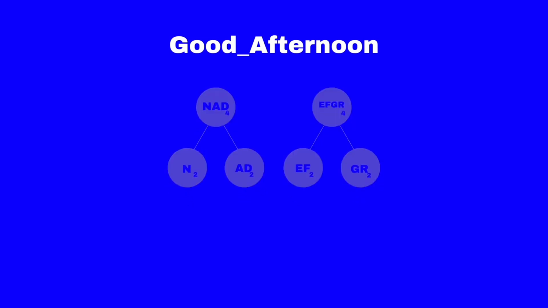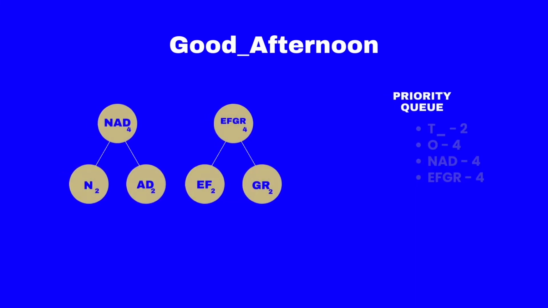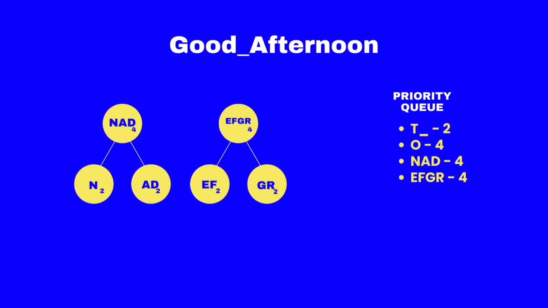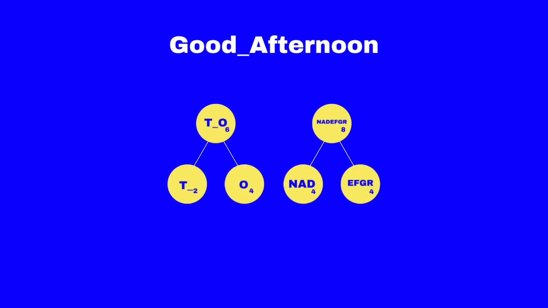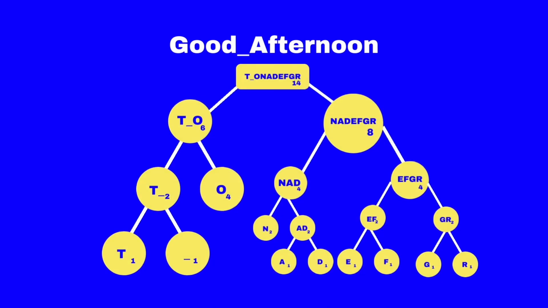In the case of pairing a number of occurrences with a different number of occurrences, 2 and 4, just pair them together and take note of their total occurrence. As you reach the last pair of newly formed nodes, connect them together and add their total frequency. The total frequency of the node T underscore O is 6, while the total frequency of the node AD EFGR is 8.